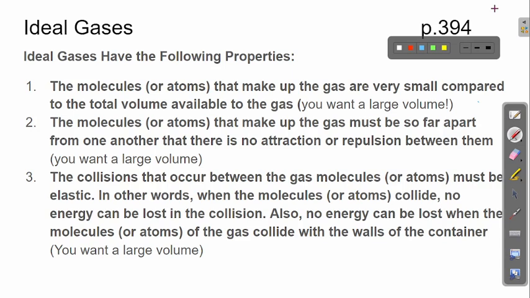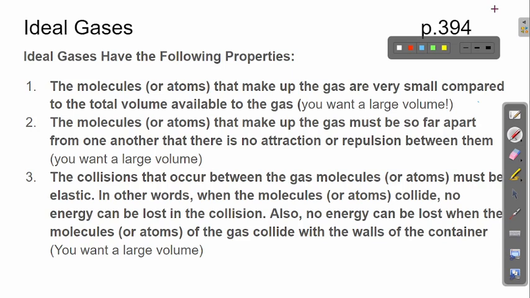For a gas to be ideal, the molecules or atoms that make up that gas need to be very, very small compared to the total volume available to the gas, because we want a large volume. Number two, the molecules or atoms that make up the gas must be so far apart from one another that there is no attraction or repulsion between them. Once again, we want that volume to be large.